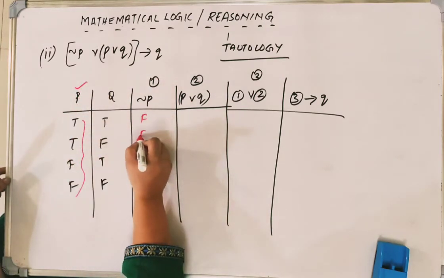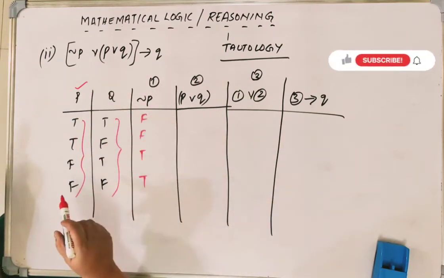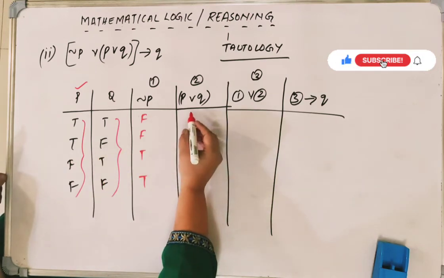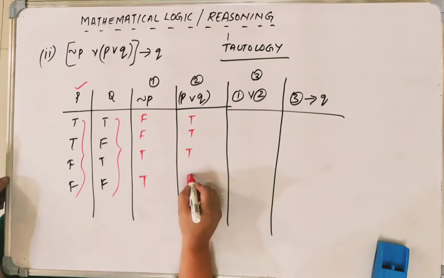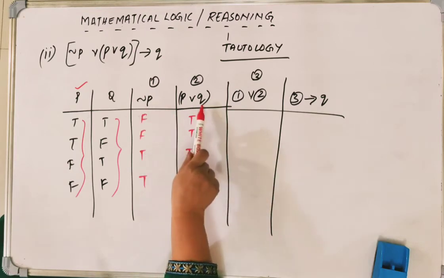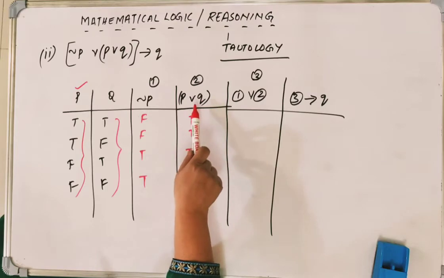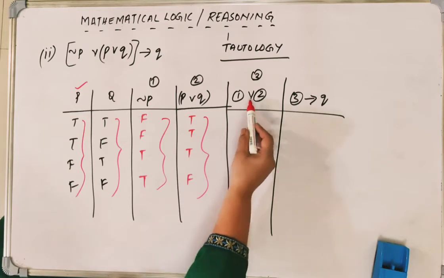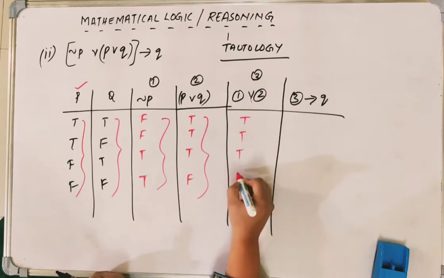So what is the negation of P? It's going to be false, false, true and true. P or Q. In an OR condition, if any one of them is true, then the final truth value is going to be true. So all of this is going to be true. Only the last one, where both of them are false, is going to be false. Then the next one is to take truth values for these two columns, not P or Q. So again, in an OR condition, only if both the statements are false is it going to be false. We don't have any case where both the statements are false, so everything is going to be true, true and true.